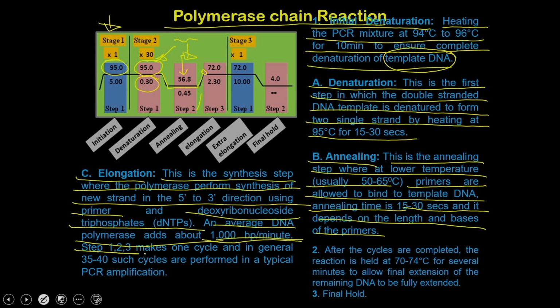So, step 1, 2 and 3 will make one cycle. This stage 2 means steps 1, 2 and 3 constitute the first cycle, and you can ask the machine to continue this cycle for another 30 rounds, and that is how it is going to make a lot of amplification.